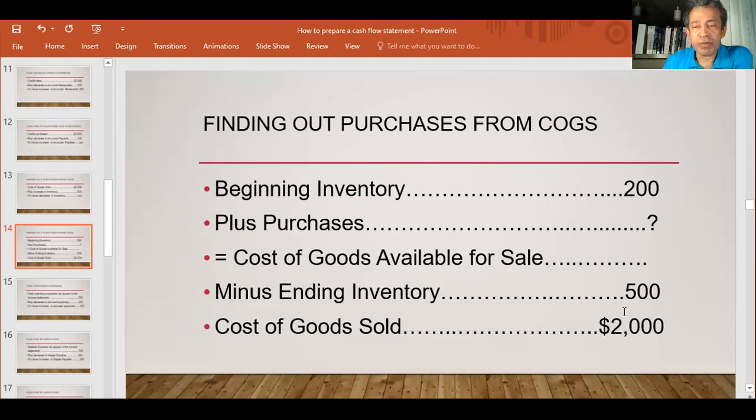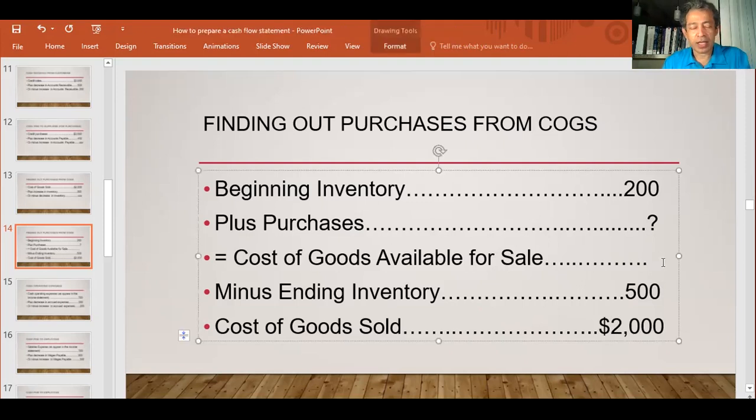Right. So beginning inventory plus purchases is missing, but that means cost of goods available for sale is also going to be missing. So that is missing, but ending inventory is available. So minus ending inventory gives you cost of goods sold. So now please work backwards. If your cost of goods sold is $2,000, and if something was subtracted from something to get to $2,000, then that something must have been $2,500.